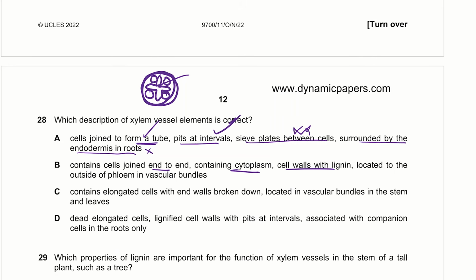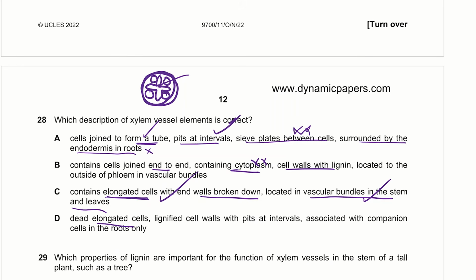Now, first of all, containing cytoplasm is definitely incorrect because we've mentioned that xylem is a hollow organ. Therefore, it's dead, so it does not contain cytoplasm. Contrasting phloem, phloem actually does contain cytoplasm. So this is incorrect. C, contains elongated cells with end walls broken down, located in vascular bundles in a stem and leaves. Now, we've just mentioned that it's a hollow tube, so this is correct. Located in vascular bundles is also correct.